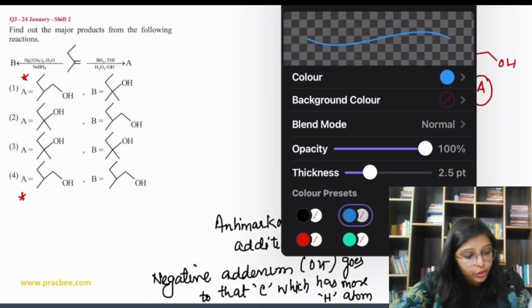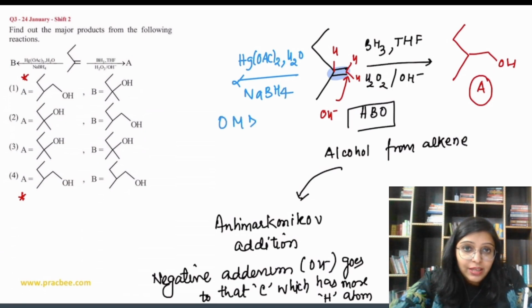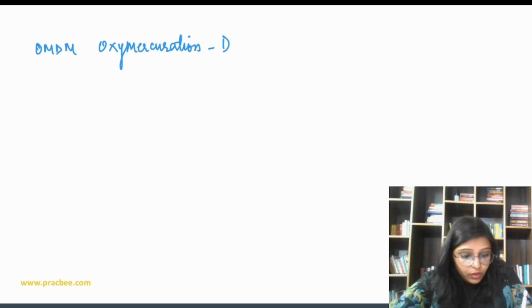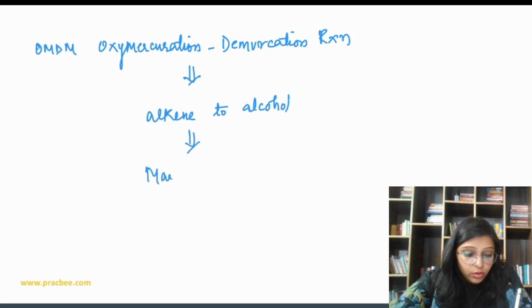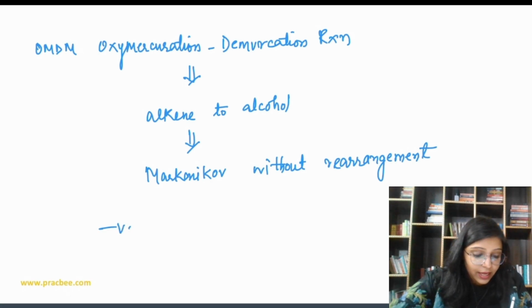So Hg(OAc)2, right? Hg(OAc)2, H2O and NaBH4. This is an oxymercuration demercuration reaction. So OMDM, oxymercuration demercuration reaction is also used to convert alkene to alcohol. But here we have to follow Markovnikov addition without rearrangement. Understood? Markovnikov without rearrangement. It means negative end.